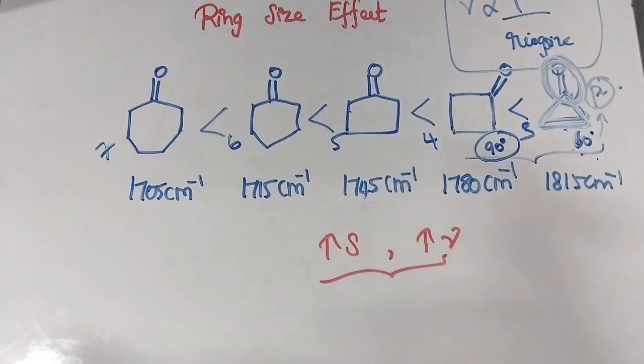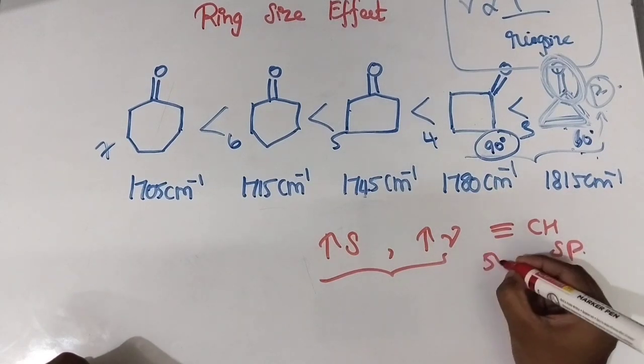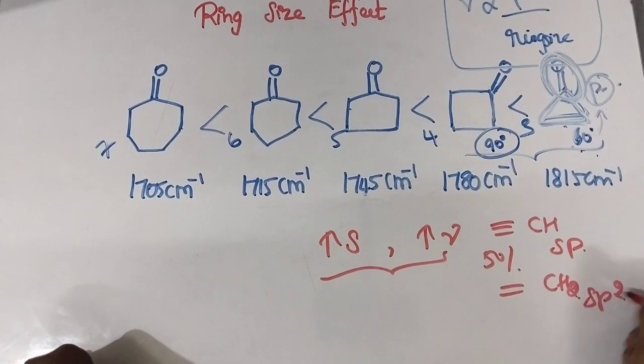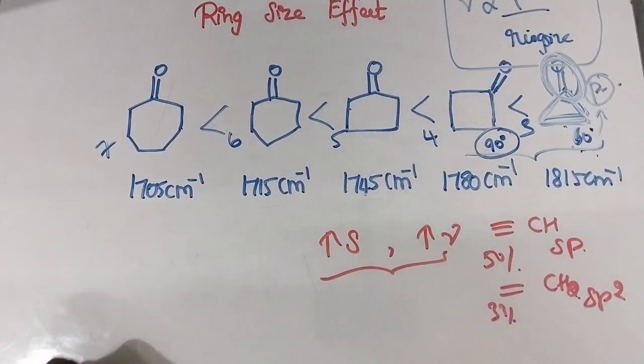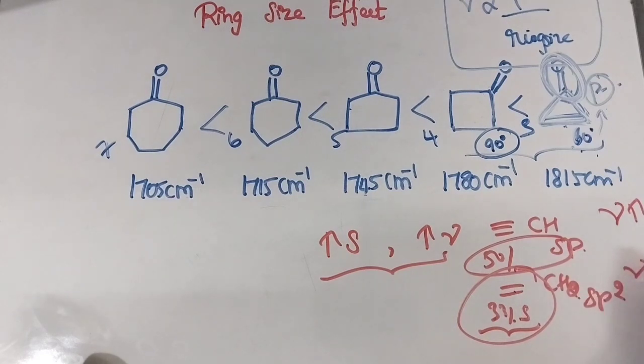Why am I saying this? For example, in a triple bond CH you have sp hybridization, 50% S character, but in a double bond CH2 you will have 33%. Where will you have higher frequency, triple bond or double bond? Obviously triple bond will have greater frequency, as it has 50% S character. But here it is only 33% S character in the double bond, so here the frequency is lesser.